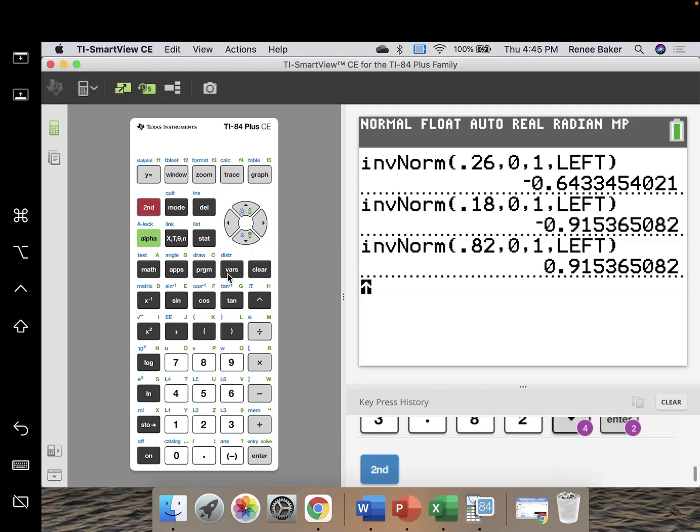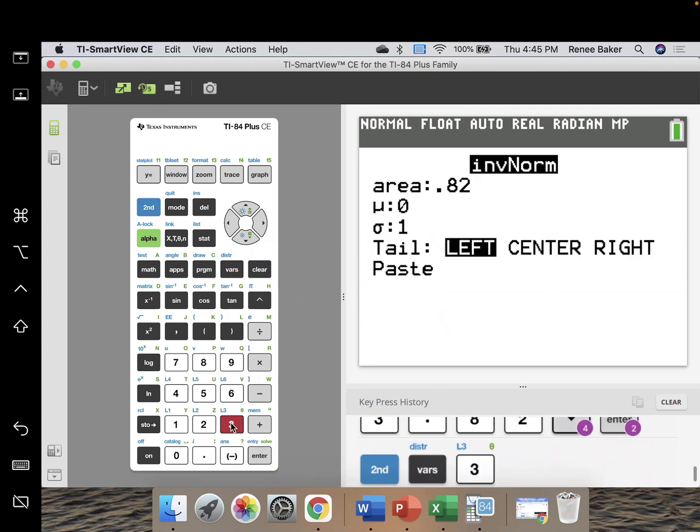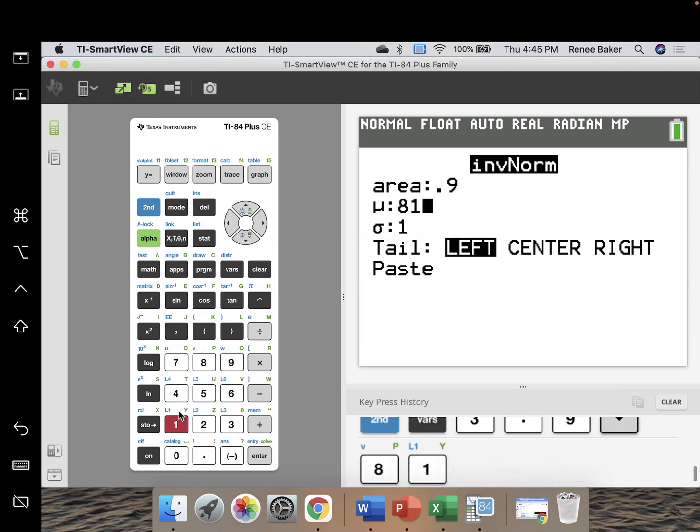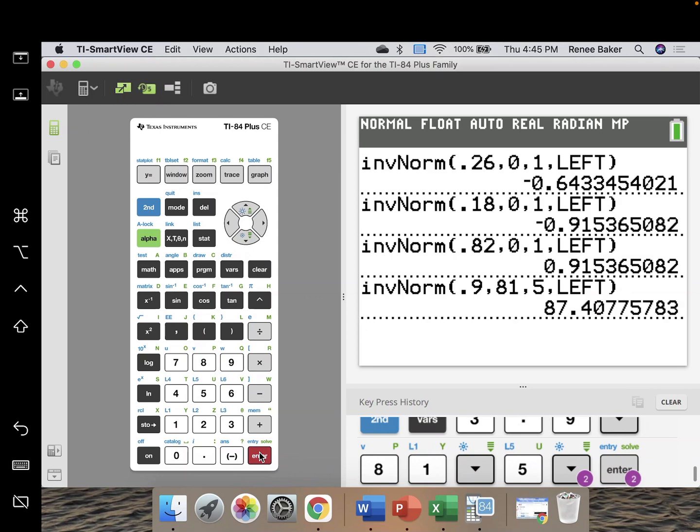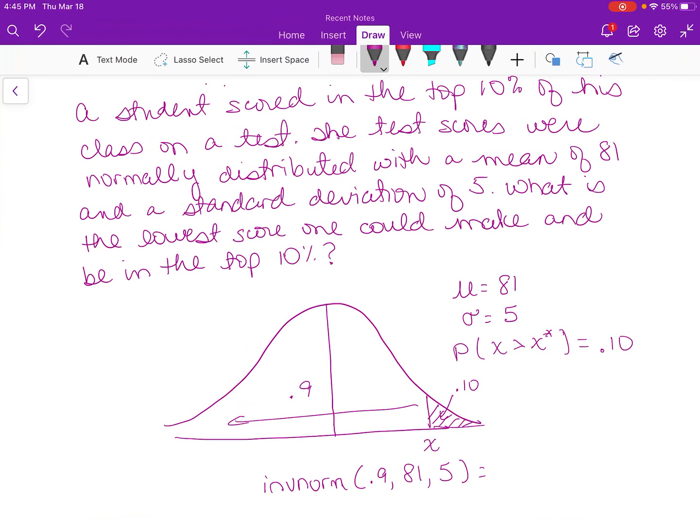So second vars, inverse norm, 0.9, 81, 5, and I get 87.4. So in other words, the people that scored 87.4 or above are in the top 10% of the class.